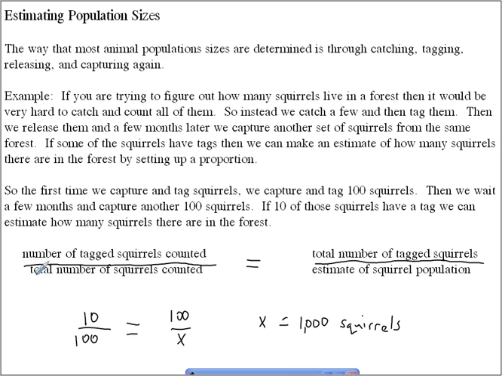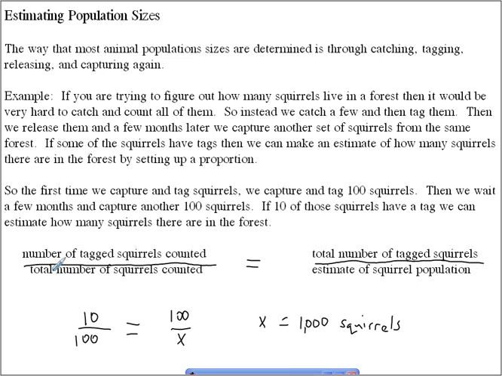So the number of tagged squirrels counted over the total number of squirrels counted this second time is equal to the total number of tagged squirrels, the total amount that we captured and tagged the first time around, over the estimate of the squirrel population. Because again, there are a lot more squirrels in the forest than the ones we just tagged, and so when we count them this way, we're going to see the proportion that's set up.